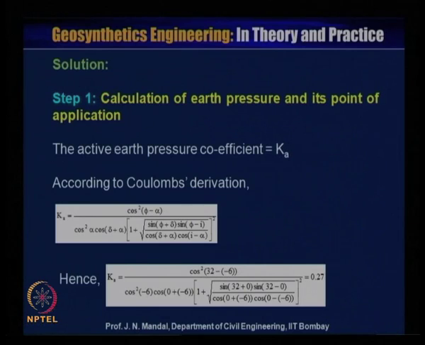Now for the solution. Step 1, the theory we have already explained, and here is the calculation of earth pressure and its point of application. The active earth pressure coefficient Ka is according to Coulomb's derivation. This is the equation. You substitute phi 32, alpha minus 6 degrees, and all the values, and you find that the Ka value is 0.27.